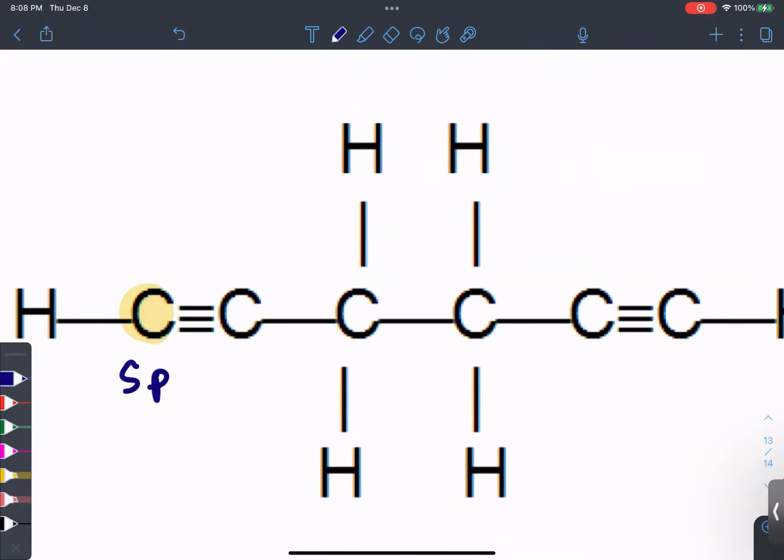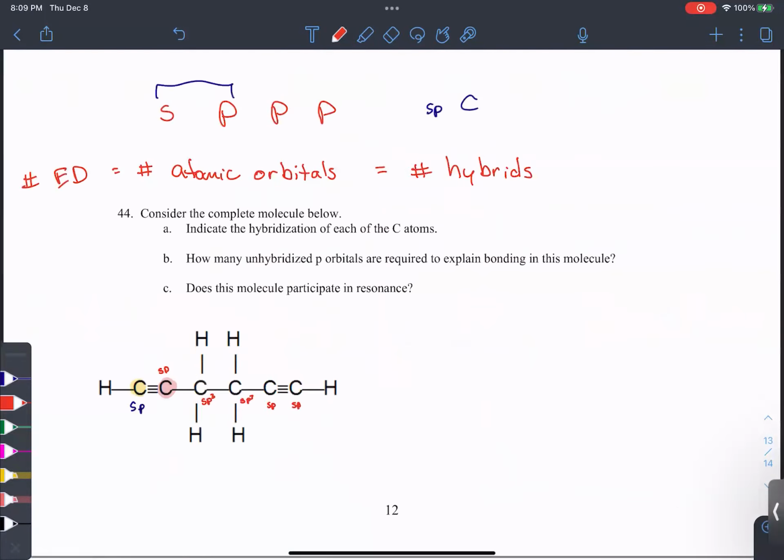Okay, let's actually answer the question now. What's the hybridization of this carbon? sp again, because 2 electron domains, 2 atomic orbitals, 2 hybrids out. Okay, next carbon. sp3, sp3, sp, sp. That's it. All right, so that's A.